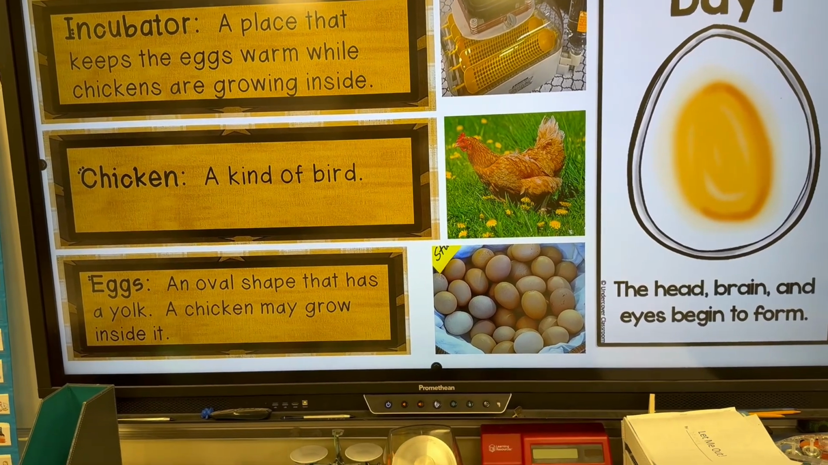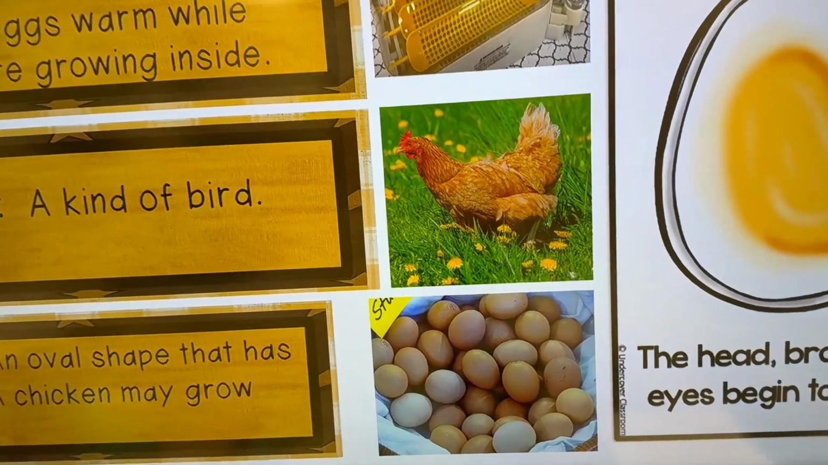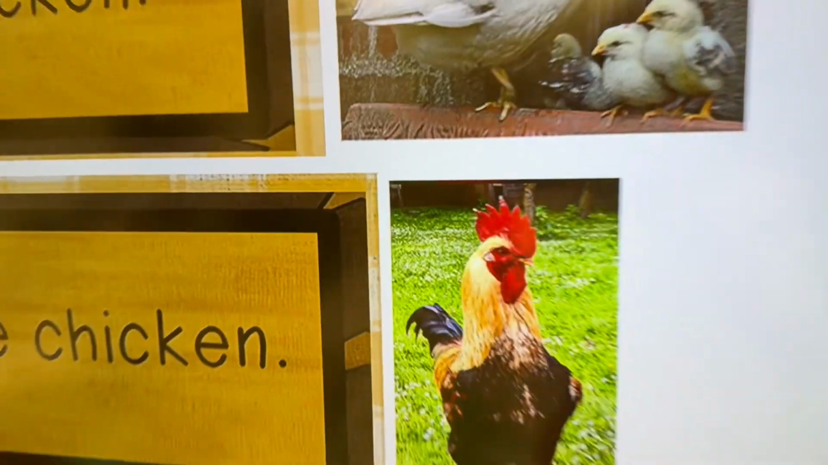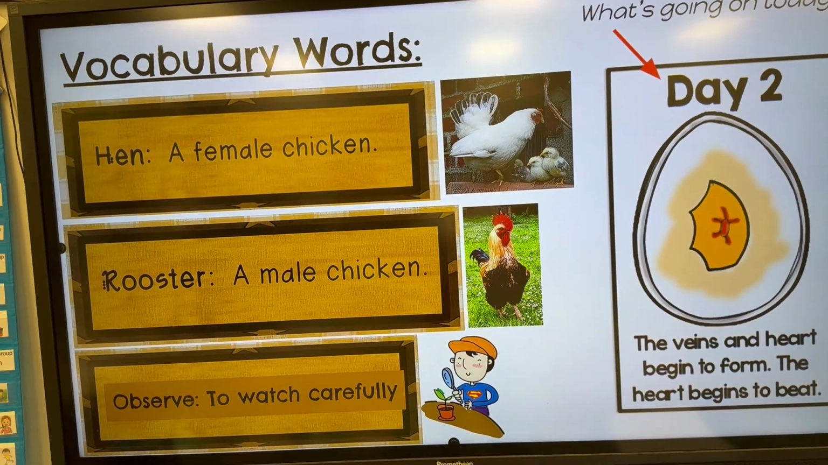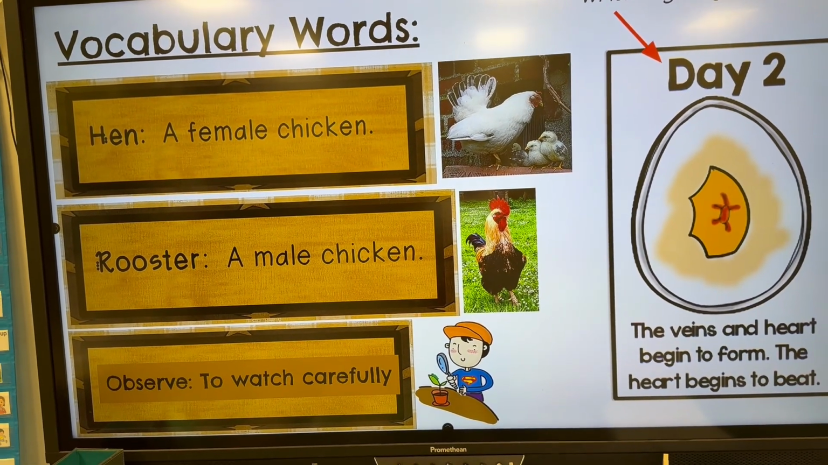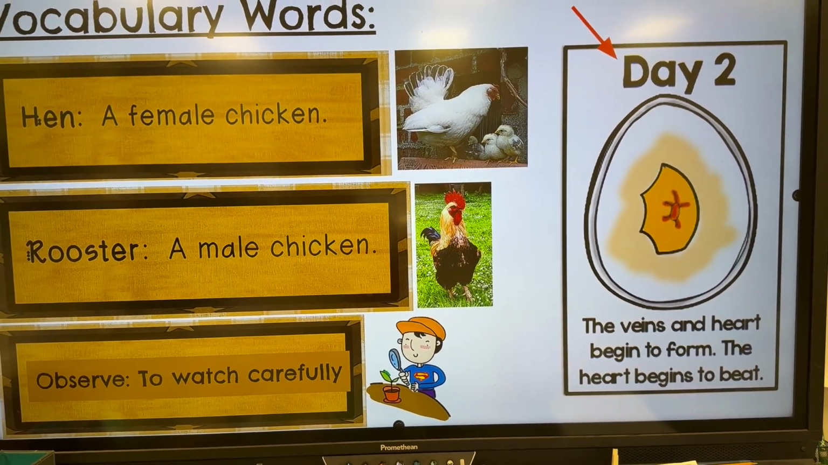What is an egg? Look what happened on day 1. The head, brain, and eyes began to form. Let's look at day 2. Do you remember the difference between a female chicken and a male chicken? That's very important for what's happening today on day 5. So talk about that for just a minute.